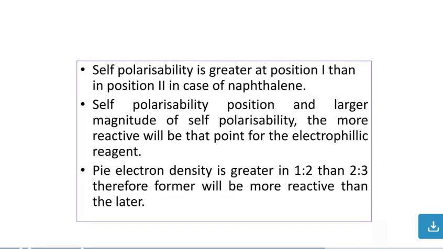Now self-polarizability is greater at position 1 than at position 2 in the case of naphthalene. So the larger the magnitude of self-polarizability at a position, the more reactive that point will be for the electrophilic reagent. Pi electron density is greater in the 1-2 bond than in the 2-3 bond. Therefore, the former will be more reactive than the latter.